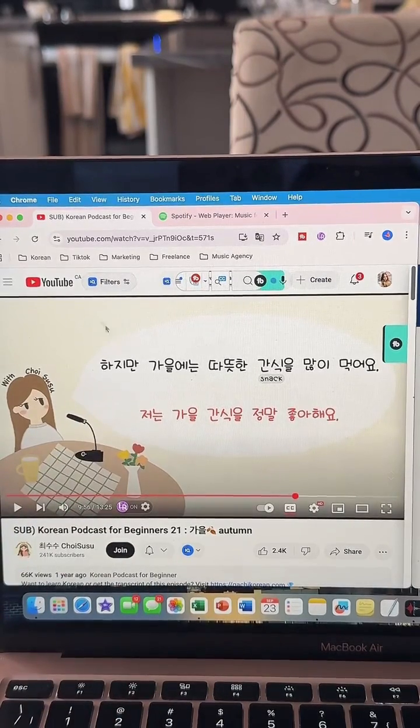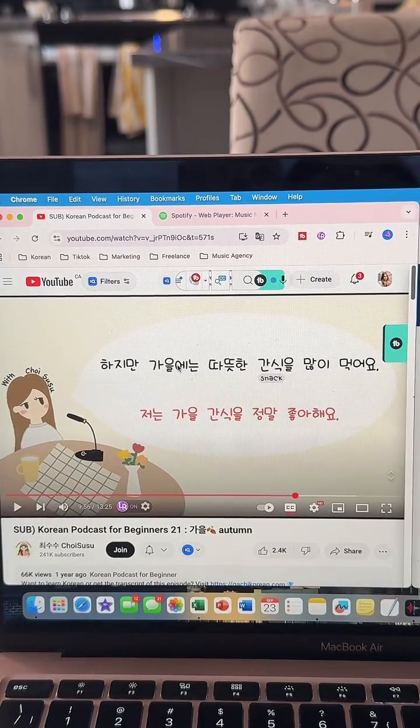So, but in the fall time, warm snacks a lot eat. I fall snacks really like. So that is how Korean sentences are structured just right here. So let's jump to the next one.